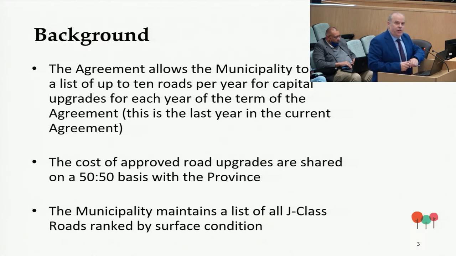So the cost-sharing agreement that we're presently in allows the municipality to submit a list of up to 10 roads per year for capital upgrades for each year in the term. So I think at the very last meeting, our mayor suggested that one of the 10 can be 5 kilometers and the second of the 10 can be 50 meters. So it's just a list of 10. That's the criteria that they set out.